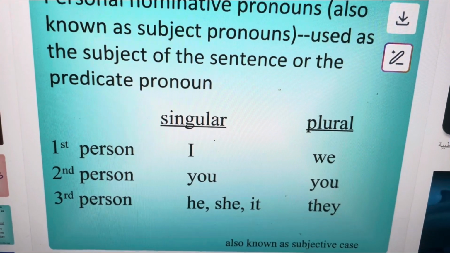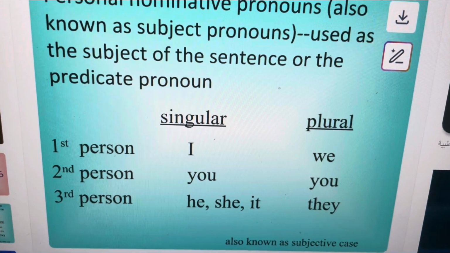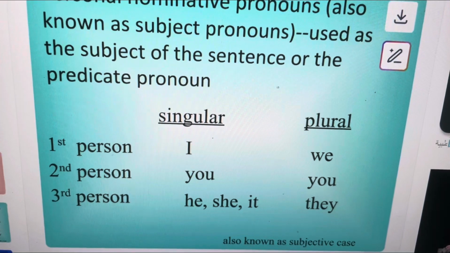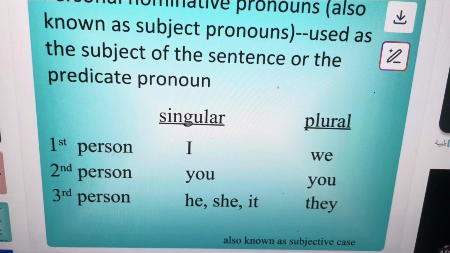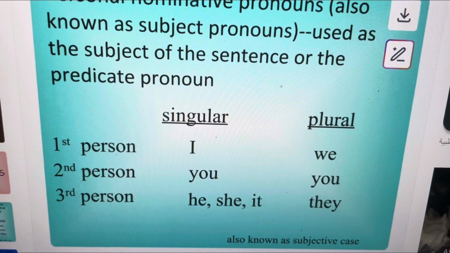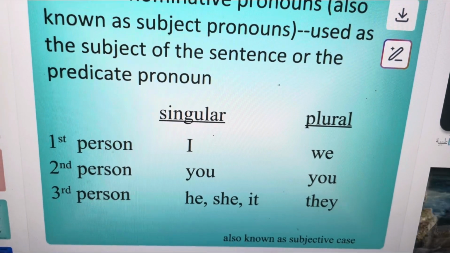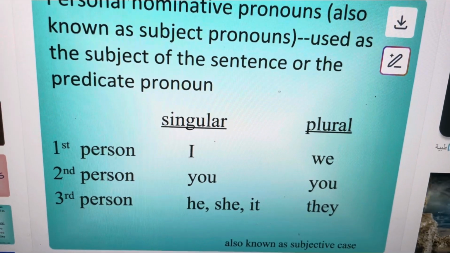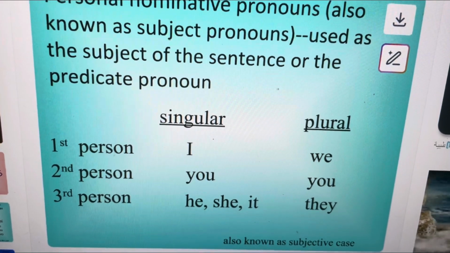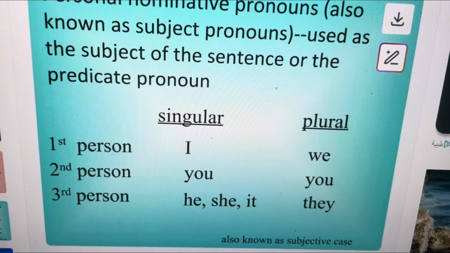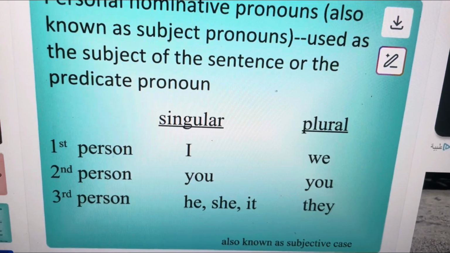So let me recall again. First person singular, I, and plural will be we. Second person, you, plural also you. Third person, he, she, it, and the plural will be they. So these all are the personal pronouns. We are going to learn more examples for these pronouns in the next slide.